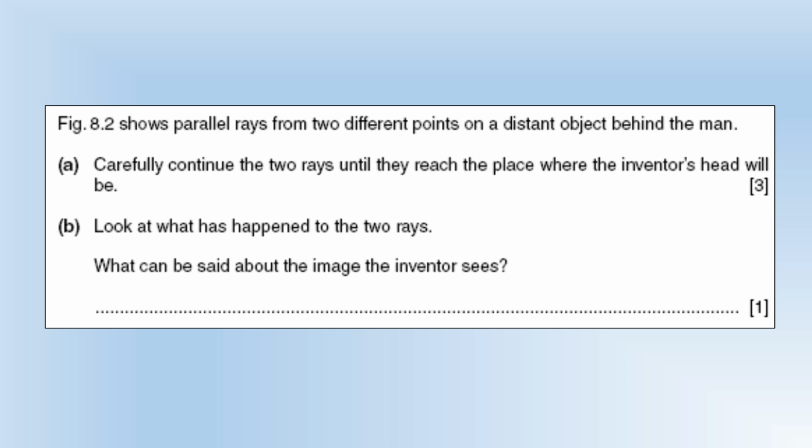What can be said about the image the inventor sees? Well, it's going to be upside down. You can see the 2 rays have switched places.